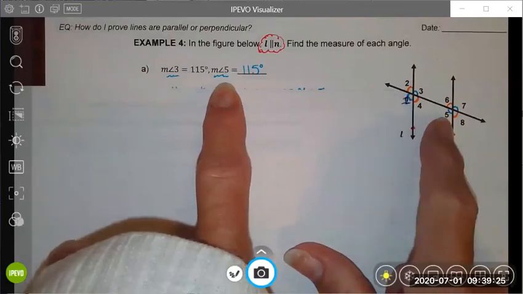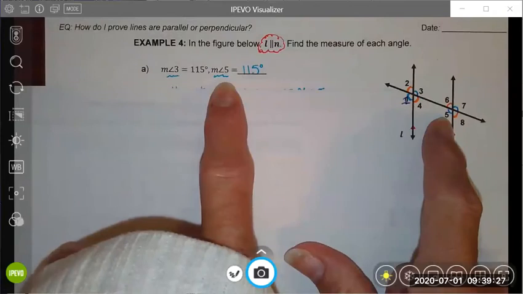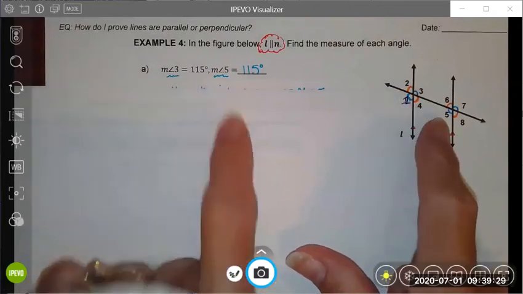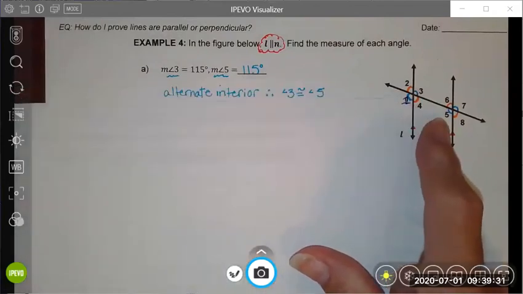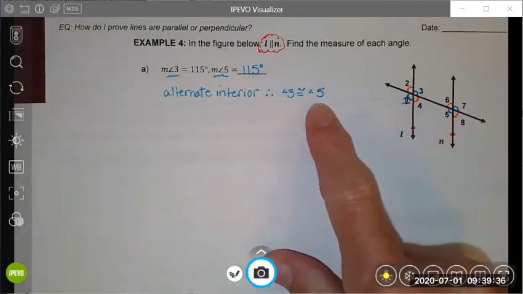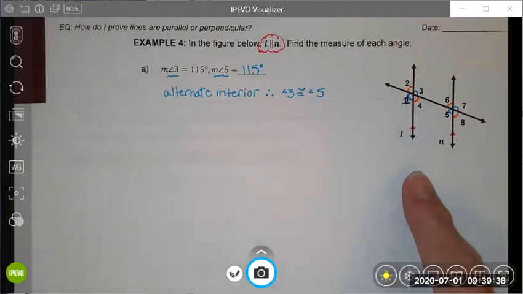I notice they're both inside my parallel lines, and I notice that they are on opposite sides of the transversal. So I conclude that these are alternate interior angles. Therefore, angle 3 is congruent to angle 5. And by the definition of congruency, I know that their measures are also equal.